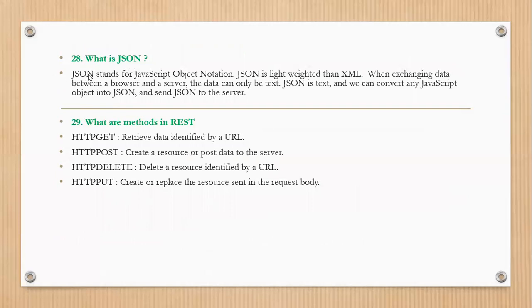JSON stands for JavaScript Object Notation. JSON is better than XML when exchanging data between the browser and the server. The data can only be text. JSON is text, and we can convert a JavaScript object into JSON and send the JSON to the server. Next, what are the methods in REST?